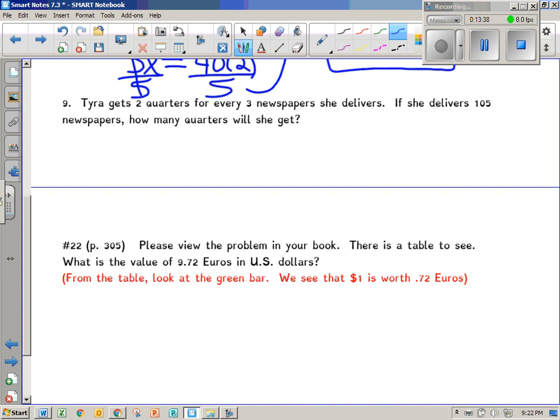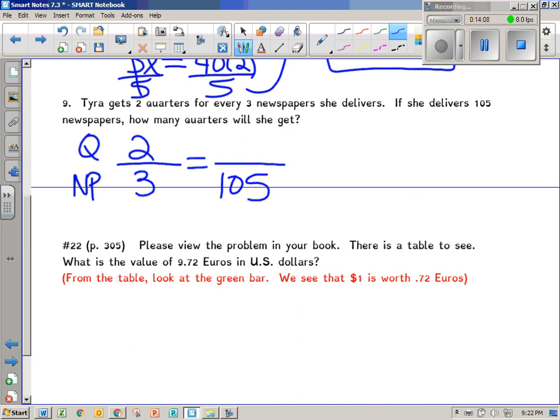Tyra gets 2 quarters for every newspaper, 3 newspapers she delivers. So right when I see that, I think, okay, I'm going to put quarters over newspapers. And it doesn't matter, I could have put newspapers over quarters. I'm just doing it the way I'm reading it. So 2 quarters for every 3 newspapers. So if she delivers 105 newspapers, newspapers goes on the bottom, and on top I'll have how many quarters.